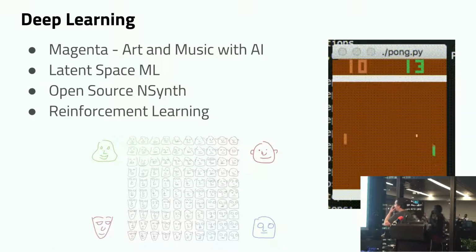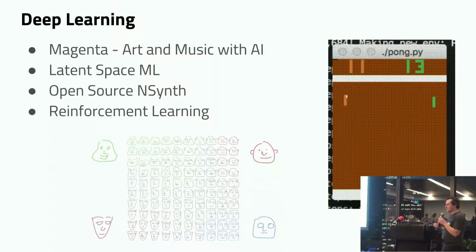Let me explain what's going on with a couple of these things. So first one I want to mention is Magenta. You should look that up. That's Google's effort to really explore art and music with artificial intelligence. There's been a lot of that at the moment. There's been a lot of the past, style transfer, but this is a real new level. How do we make music with AI? How can we make art with AI?